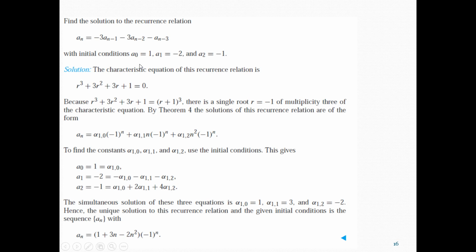We'll just plug in the values and use the conditions, and then solve simultaneously, and we'll have the values of alpha_{1,0} which is 1, alpha_{1,1} which is 3, and alpha_{1,2} which is minus 2. By plugging all the values back into the solution, we have a_n = (1 + 3n - 2n^2)(-1)^n, because (-1)^n is common. That is actually r to the power n.